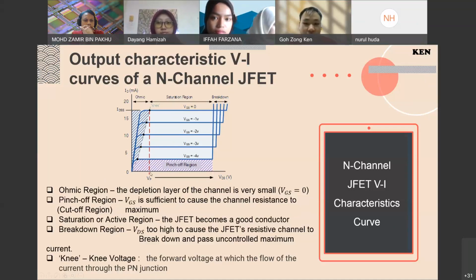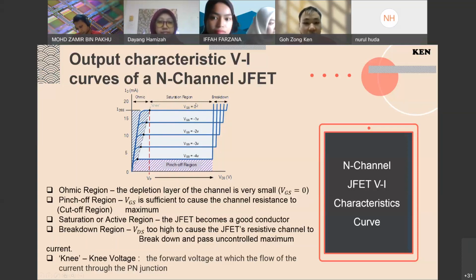The ohmic region is where the depletion layers of the channel are very small when VGS is equal to 0. The pinch-off region or cut-off region is when VDS is sufficient to cause the channel resistance to be at maximum and block the current flowing through the channel. The saturation or active region is where the JFET becomes a good conductor. The value of VDS in this region has less effect on the current flowing through the channel.